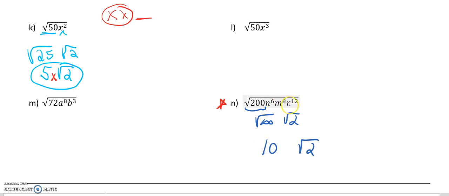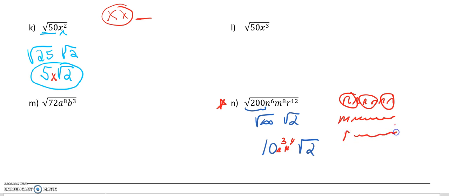Then we go through the variables. Again, if you still like to do it old school and write out 6 n's, you could. Circle how many pairs you have. I have 3 pairs, so I'm going to have an n^3. With the m's, you could do the same thing. I'm going to end up getting an m^4.